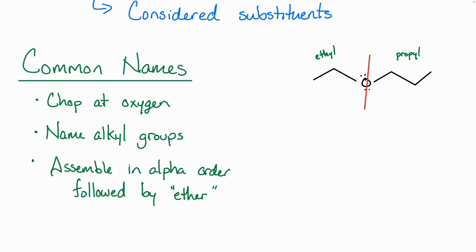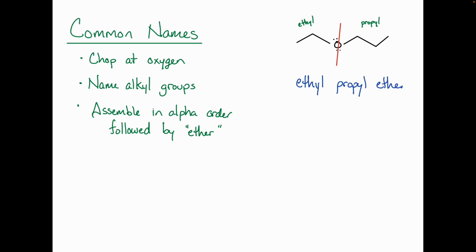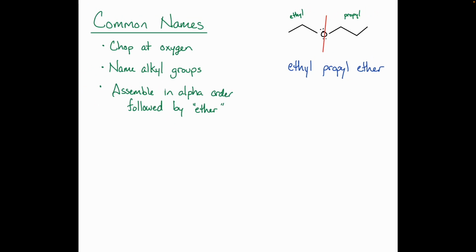All right, so in this case here, with my ethyl group and my propyl group, I'm going to assemble those two in alphabetical order. So this becomes ethyl propyl ether. Okay? Cool. All right, let's do another one for practice here.